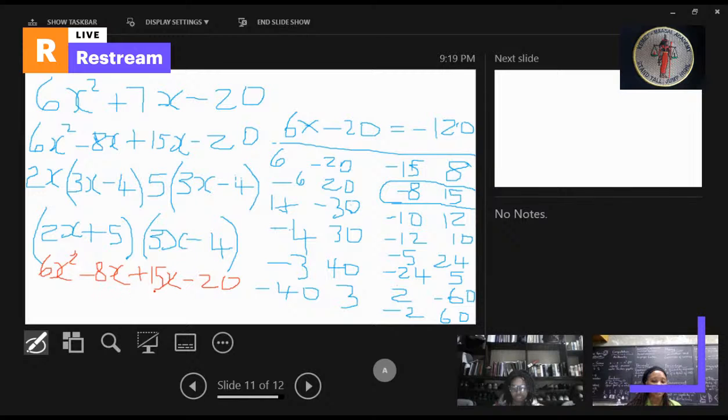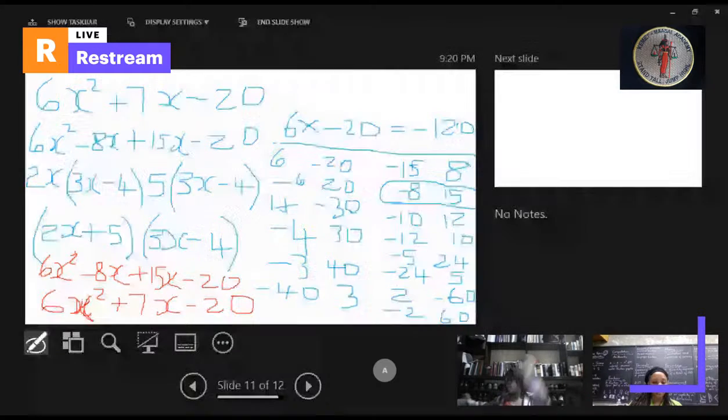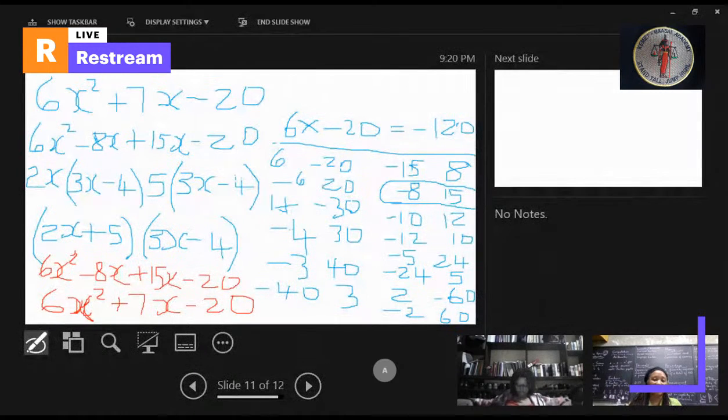And now we combine the x's, the like terms. So that's 6x squared, negative 8x, plus 15x, gives a positive 7x, minus 20. So see, we get back the original expression that we started off with. Whenever you factorize, if you want to double check that you got the right factors, just expand it using the distributive law. So you're doing the reverse. You're going backwards.